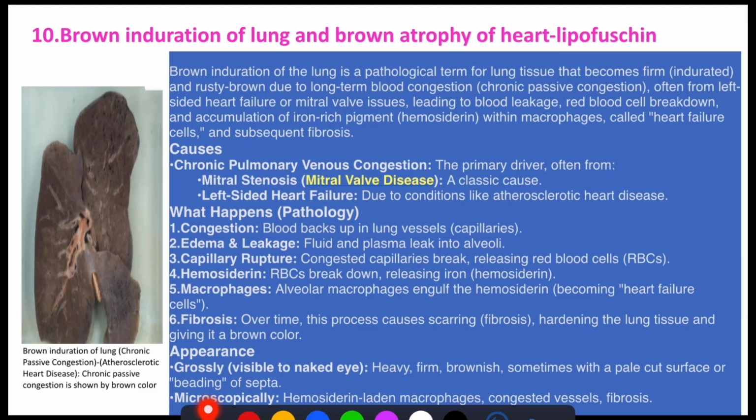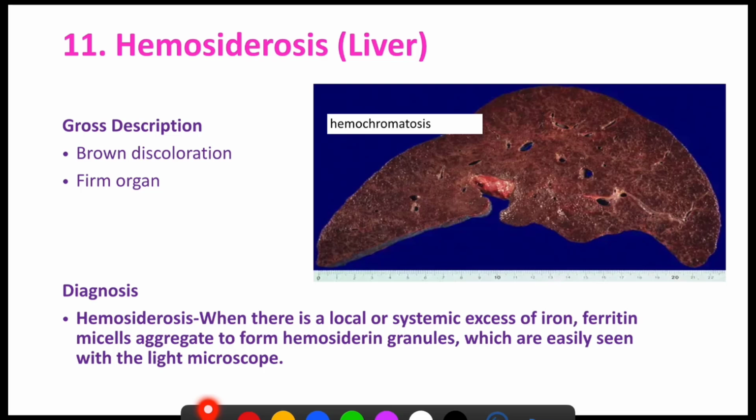So in the pathology, if we see congestion, there is edema and leakage, then capillary rupture, RBC breakdown, macrophages will take up excessive hemosiderin, then become heart failure cells, and in the chronic phase it will lead to fibrosis. So the lung will become hardened and it will give a heavy, firm, brownish color, and microscopically you will find CVC lung changes and hemosiderin laden macrophages.